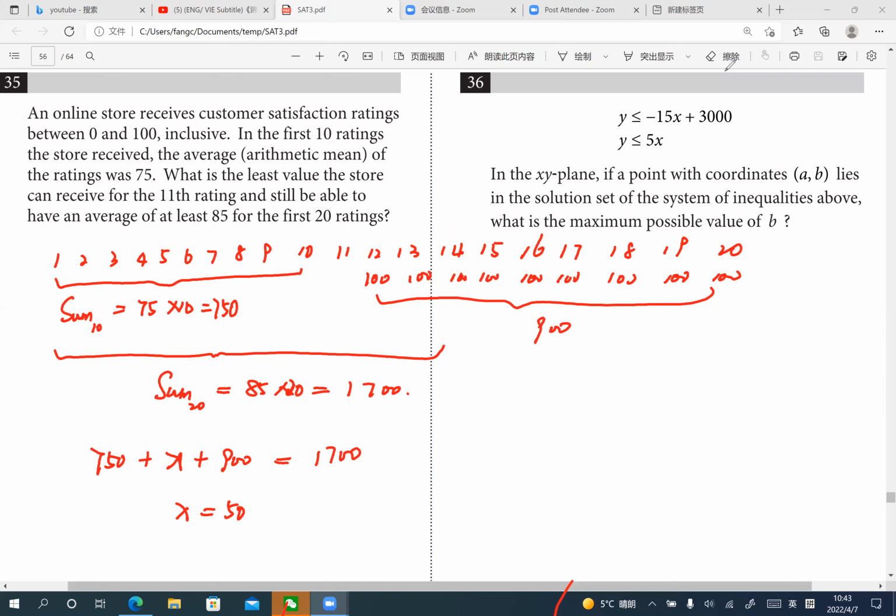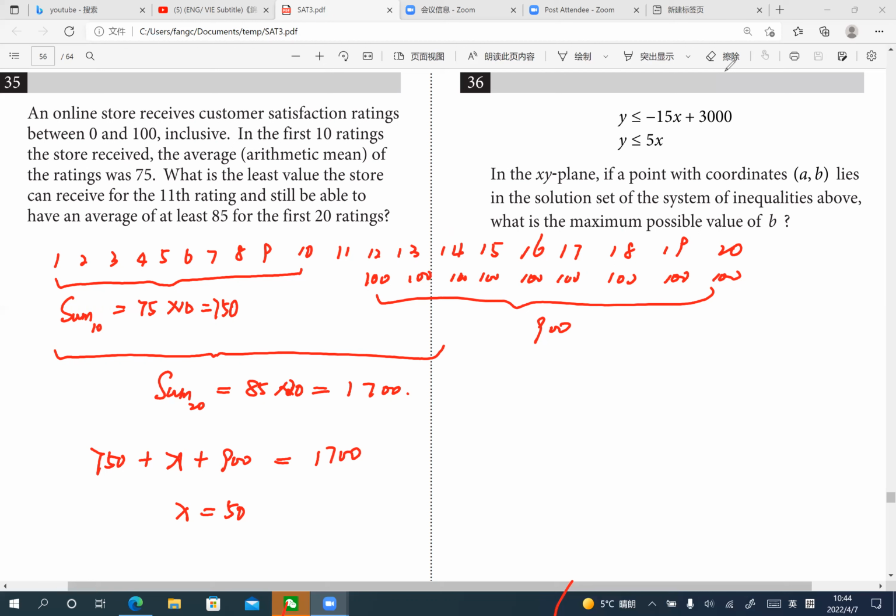From the first sentence, we know the rating is between 0 and 100. And from the second sentence, we know for the first 10 ratings, the average is 75, which means the sum of the first 10 ratings is 75 times the number of values in the set, which is 10. So the sum is 750.